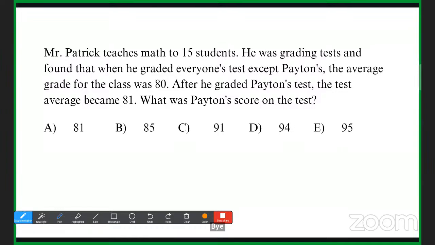Mr. Patrick teaches math to 15 students. He was grading tests and found that when he graded everyone's test except Peyton's, the average grade for the class was 80. After he graded Peyton's test, the test average became 81. What was Peyton's score on the test?